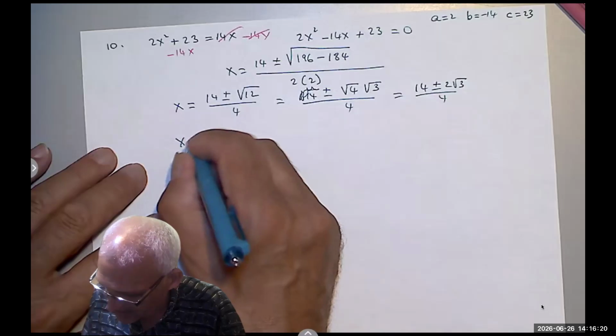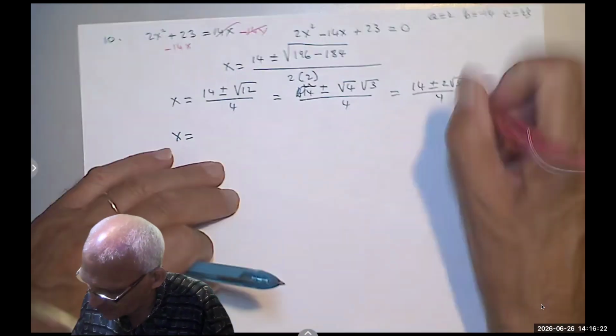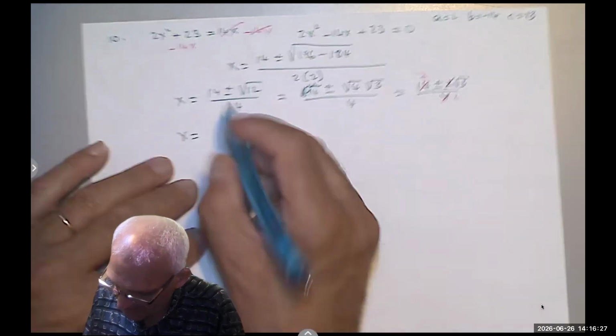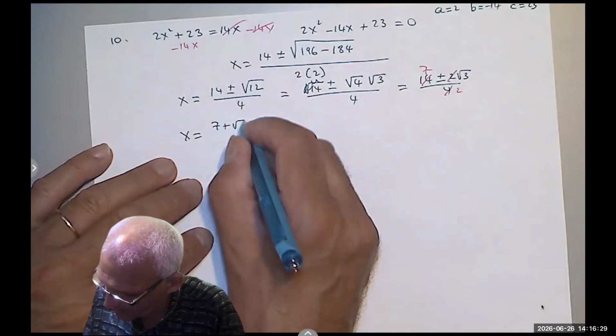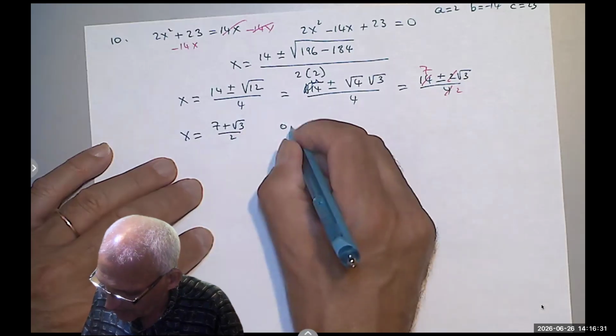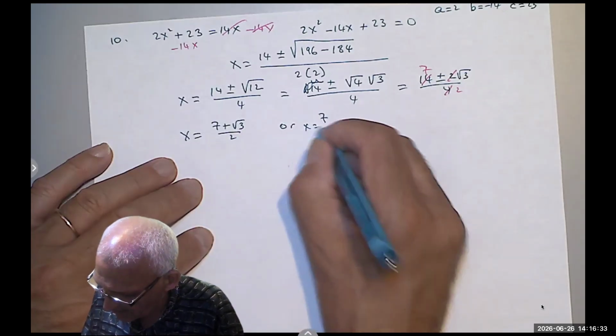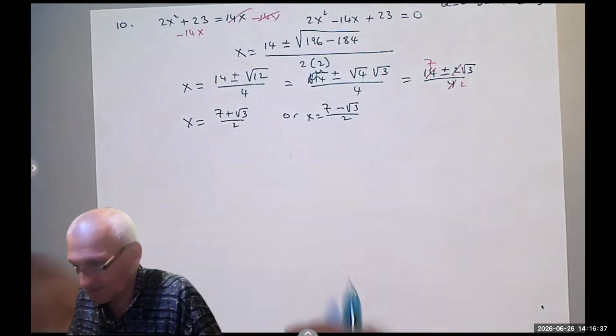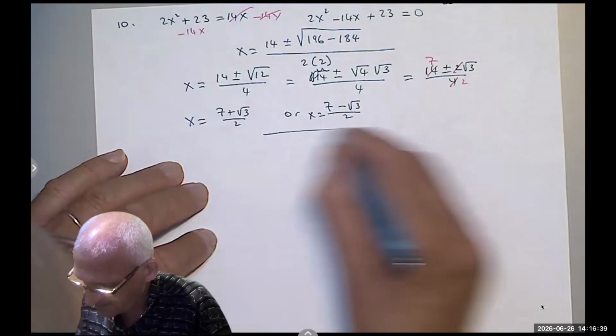So x equals, you can simplify by 2. You get 7 plus root 3 over 2, or 7 minus square root of 3 over 2. Okay, you cannot simplify anymore.